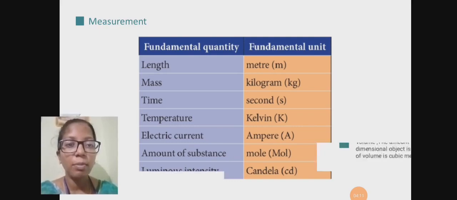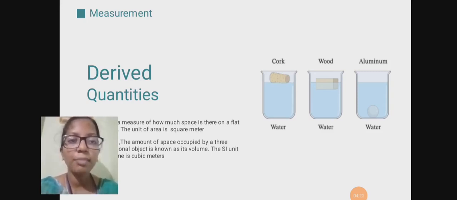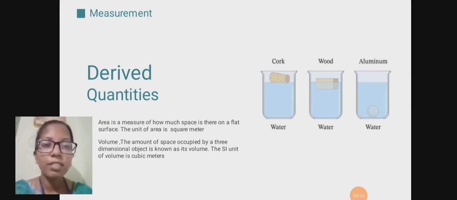Next we can see the derived quantities. Now we see the area. Area is the measure of how much space there is on a flat surface. Its unit is square meters. For a surface, we can find a particular space by calculating the area.